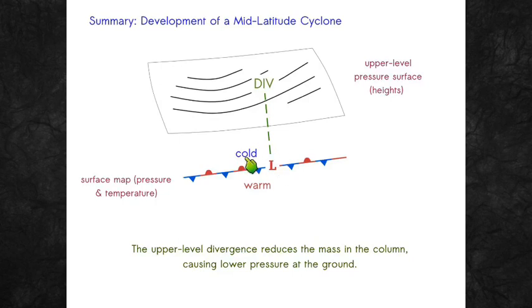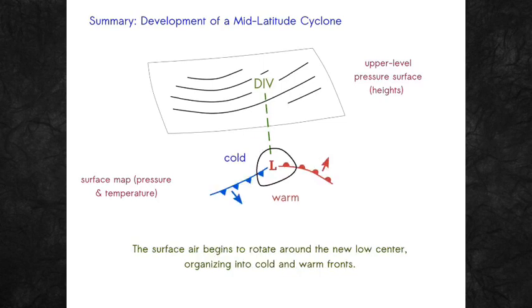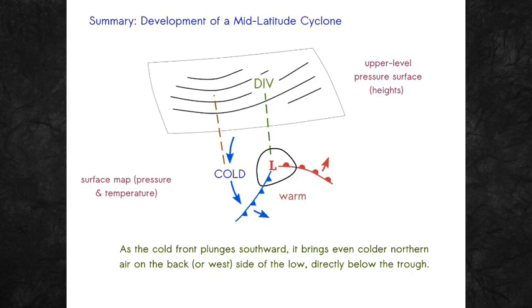Since we've got low pressure, the winds start to circulate in the counterclockwise direction, and it organizes into cold and warm fronts. With time, as this continues to circulate down here at the ground, we're going to take more of this air from the north and pull it onto the backside of our system, here to the west of our low pressure center. So we're going to get more and more cold air on the backside of the low pressure center due to the circulation around the low.